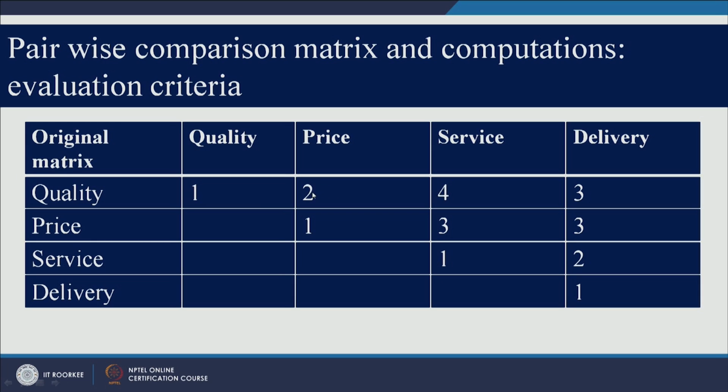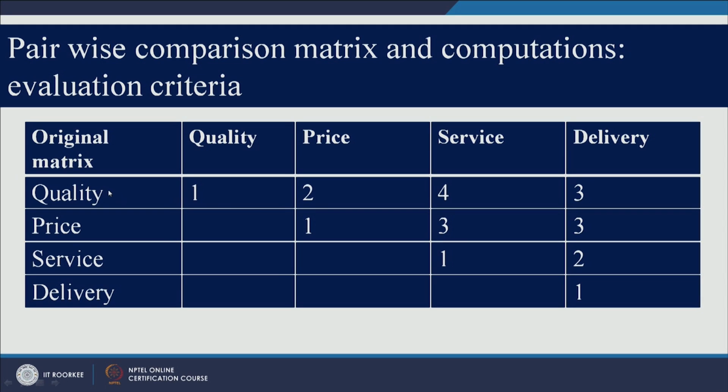The expert said price is twice as important as quality, service is 4 times as important as quality, and delivery is 3 times as important as quality. Similarly, let us say this cell. Here we will say that delivery is 2 times as important as service.